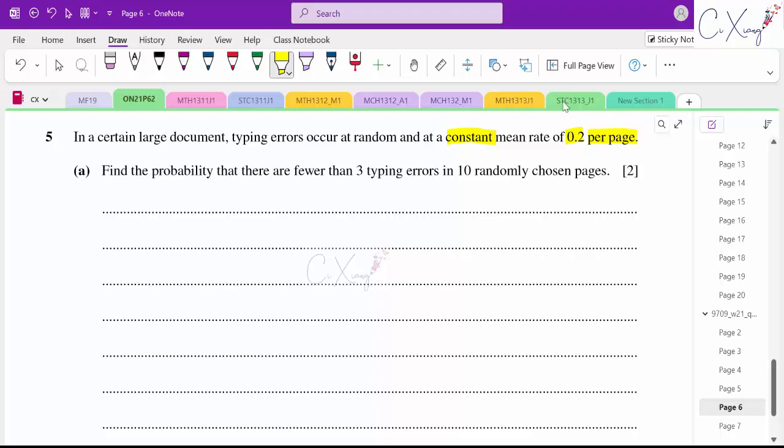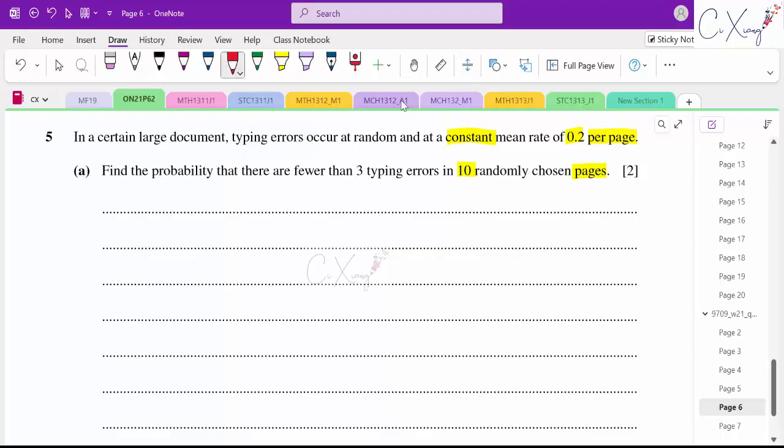This is actually one of the main points that you need to know. The mean rate is constant, and after that they give you the average, the mean, for a certain interval. So our interval here is per page, every single page. Find the probability that there are fewer than 3 typing errors in 10 randomly chosen pages. We are having 10 pages here, and we want to calculate the probability that there are fewer than 3 typing errors.